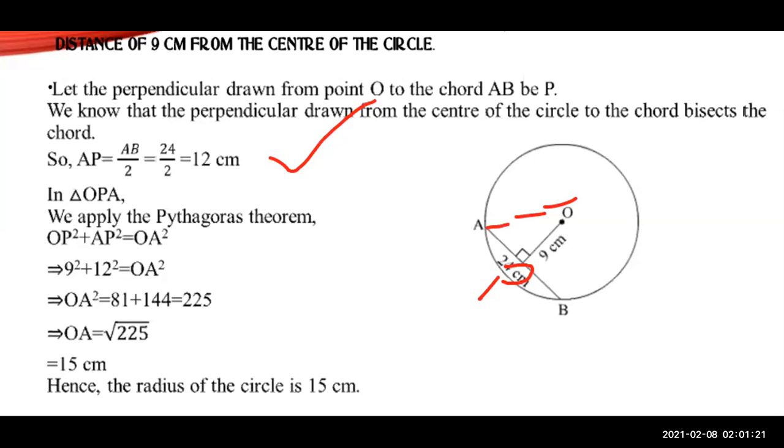Now in the same way we have to find the square root of 225 by prime factorization. As we find, 225 is the square of 15. So here we got 15 centimeter, that is our OA. So hence the radius of the circle is how much? The radius of the circle is 15 centimeter.